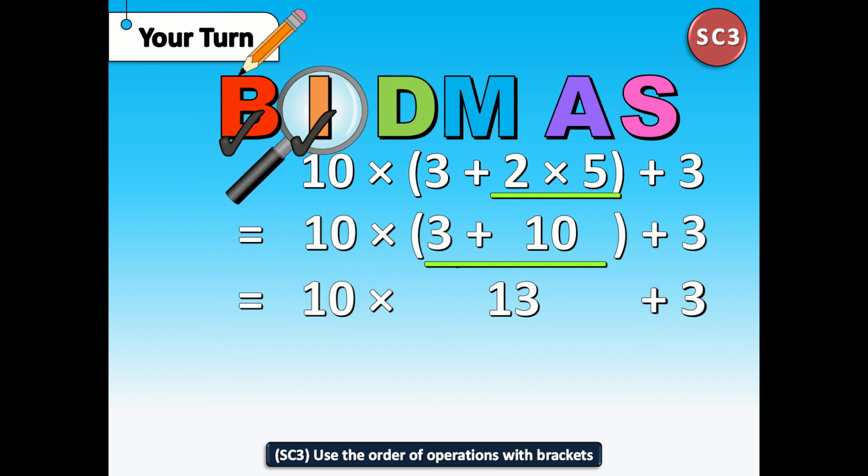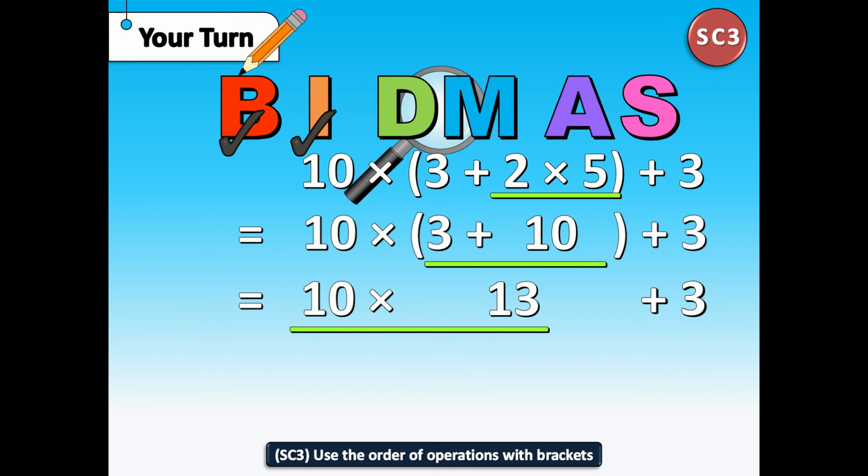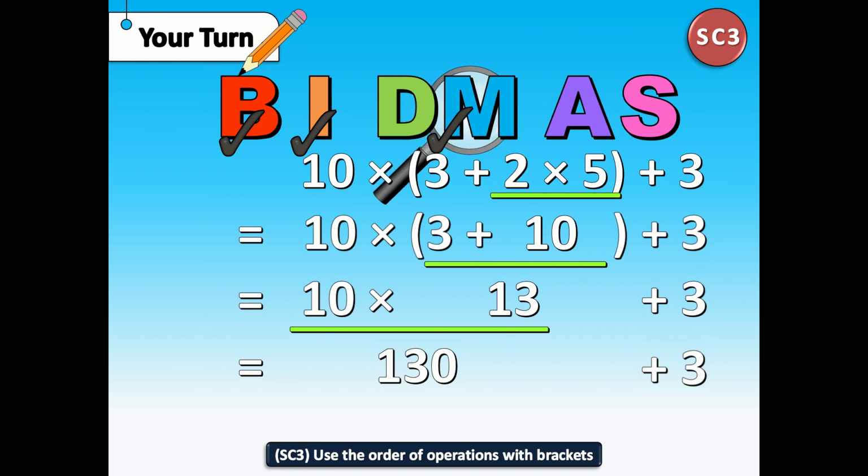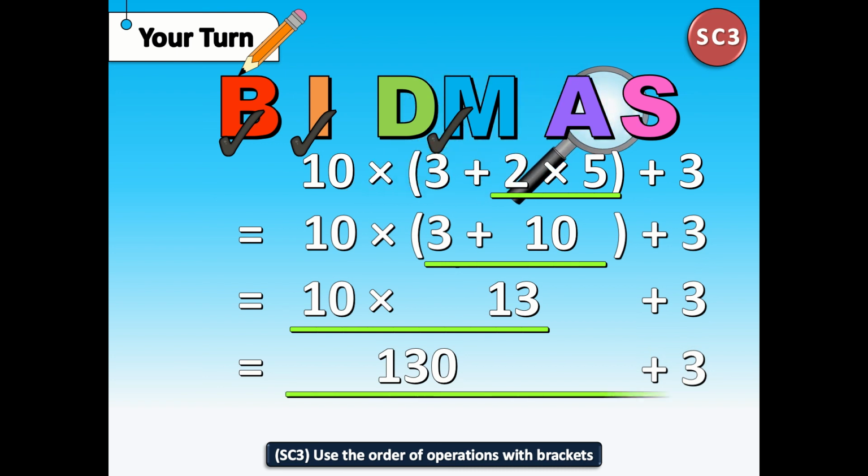We've not got any indices. Then we do the division and multiplication. So 10 times 13, which is 130. And then we do the addition. So 130 plus 3 is 133.